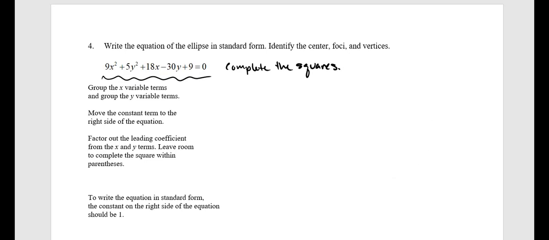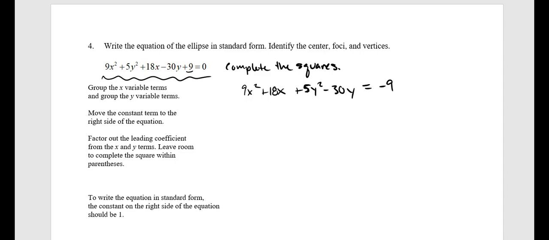Okay, so let's try this. I think I fixed that font there. So I'm going to take this and I want to group all the x terms together and group all the y terms together. By grouping, I just mean write them sequentially near each other. You're not really changing anything. And any constant I have, I want to just move that to the other side.